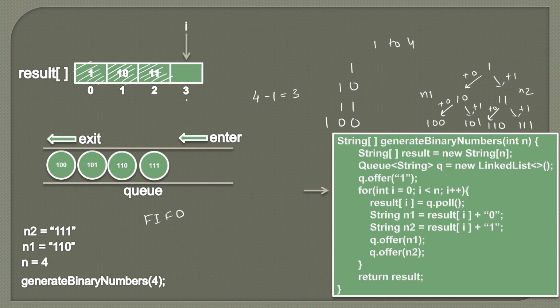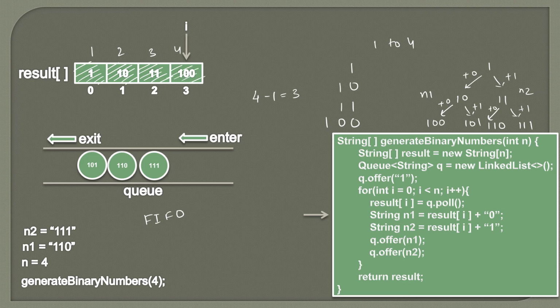So i will now point to the third index. And how can we fill this? We will simply pull the element from the queue, which is the first element that got entered first. 1 0 0 got entered first before the rest of the three elements. So 1 0 0 will be pulled out and assigned to the result array at the third index. Friends, here the algorithm has actually ended because we have generated the integers from 1 to n. This is 1, this is 2, this is 3, and this is 4. 1 to 4, because the value of n is 4.